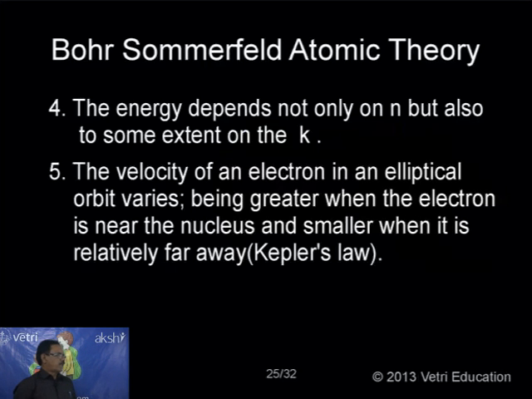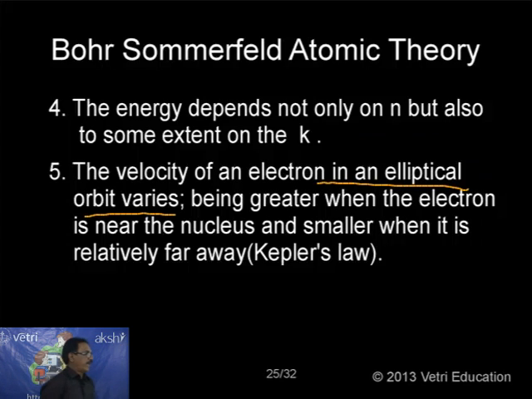Now, the next postulate. The velocity of an electron in an elliptical orbit varies. This is again different from Bohr.